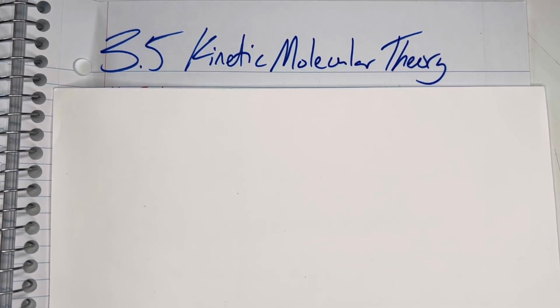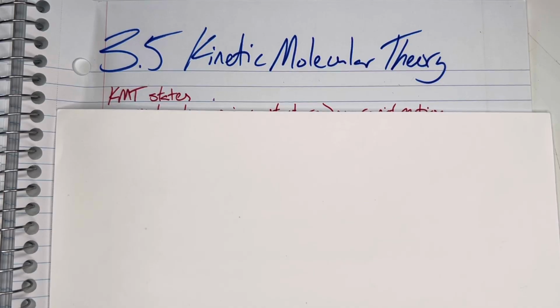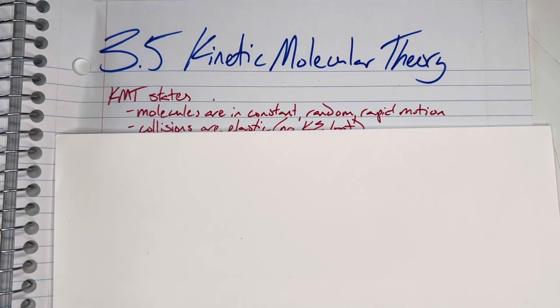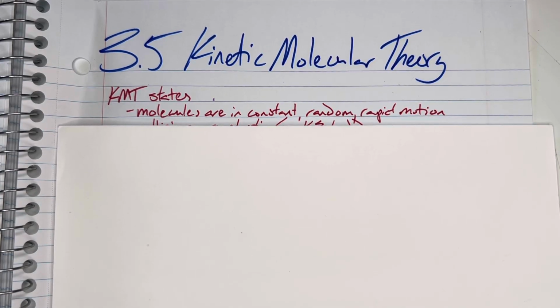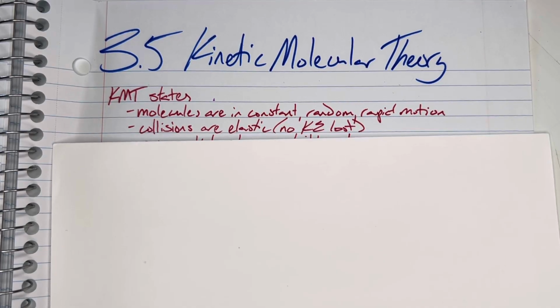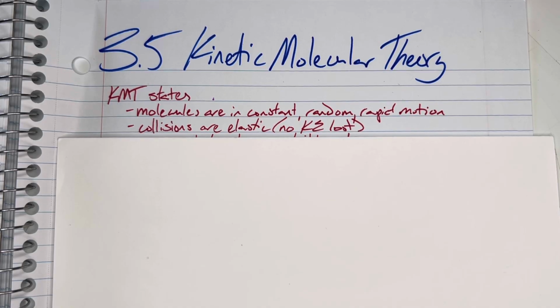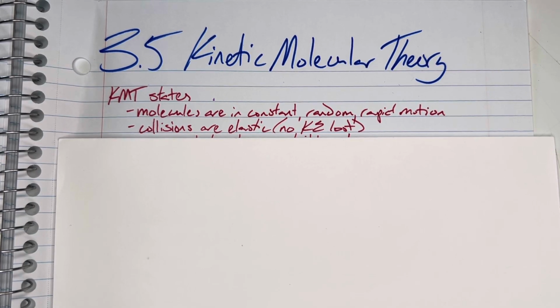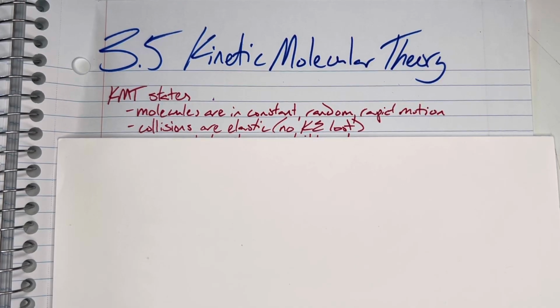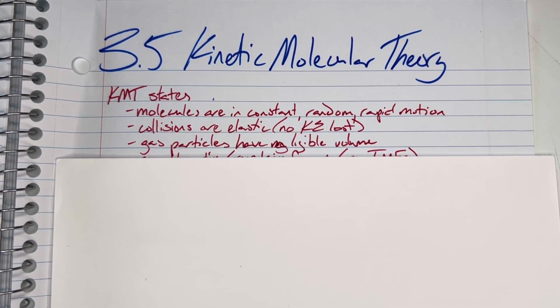AP Chemistry, Unit 3.5, the kinetic molecular theory. So the kinetic molecular theory, or KMT, is going to state that the molecules are going to be in constant, random, and rapid motion, that collisions are elastic. This means that no kinetic energy is going to be lost by the individual molecules colliding with another molecule or the walls of a container, and that gas molecules have negligible volume.